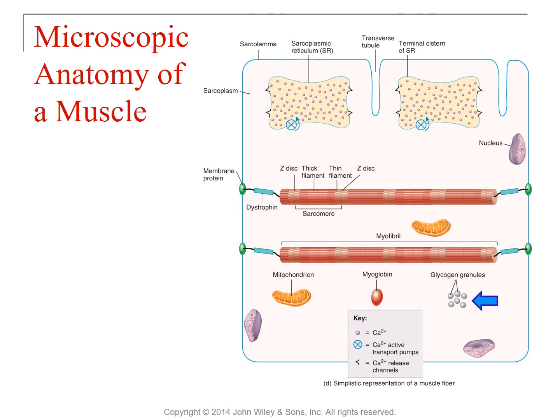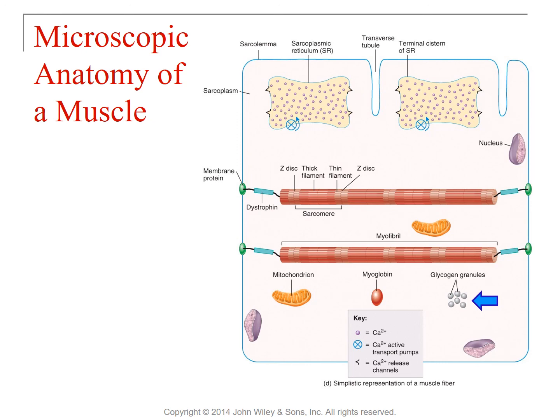This arrow is pointing to glycogen granules. Now you've seen glycogen before. It is a polysaccharide that is made up of glucose subunits. So one thing to remember is that cellular respiration requires both oxygen, which is supplied by the myoglobin, or can be, and glucose, which can be supplied by the glycogen granules in the skeletal muscle.